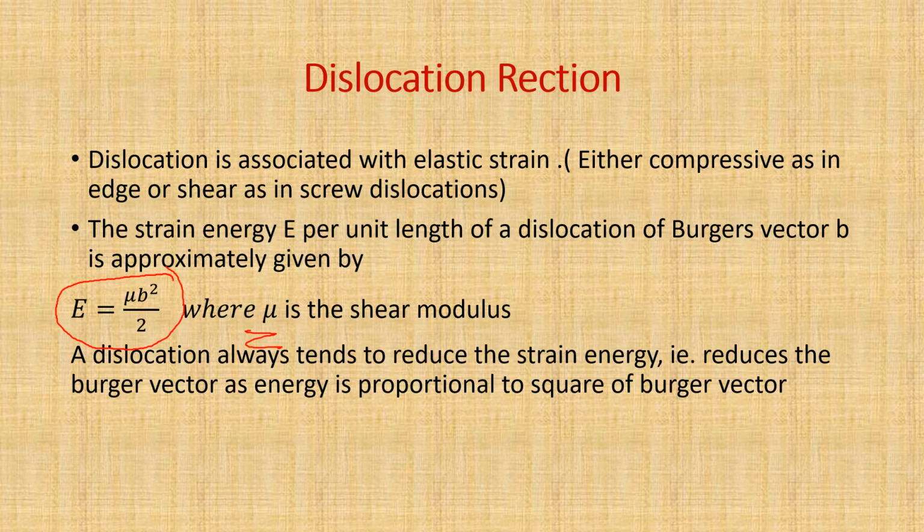A dislocation reaction always tends to reduce the energy. We know that the lesser the energy, the more the stability. So a dislocation reaction occurs for reducing the energy. As we know, the energy is proportional to the square of the Burger's vector, so a dislocation reaction tends to reduce the Burger's vector also.